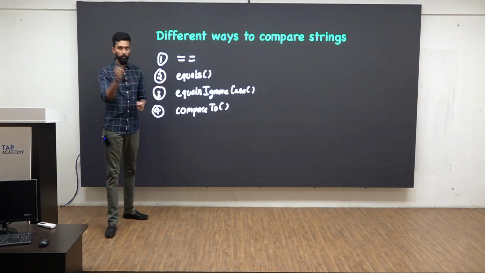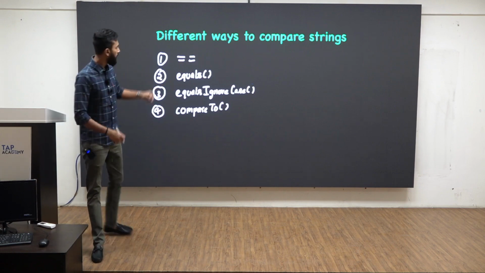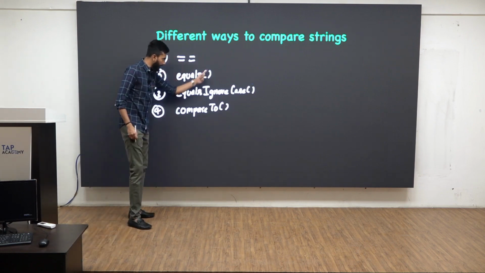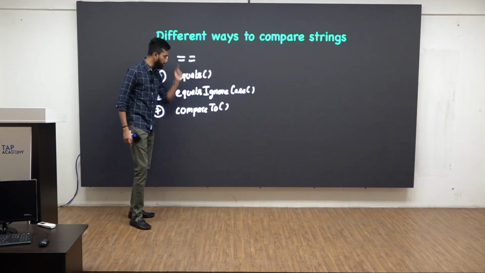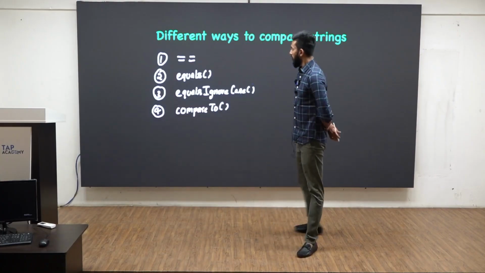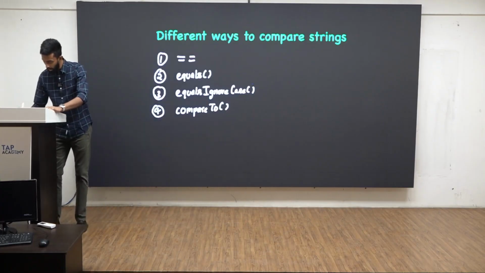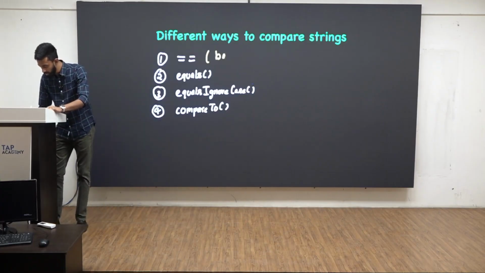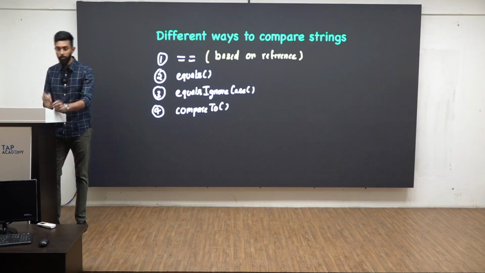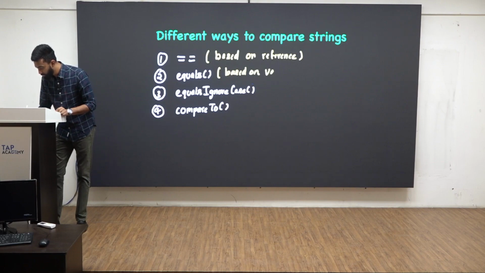Double equal to operator. We have used it in pattern programming and all. Is i equal to 1? We have done it, yes or no? Double equal to operator. Second one is equals method. Equals ignore case method. Compare to method. Am I clear till here? Now, sir, what will double equal to do, sir? Just remember this much. Double equal to will compare strings based on reference. It will compare strings based on reference. Equals method will compare strings based on its values.